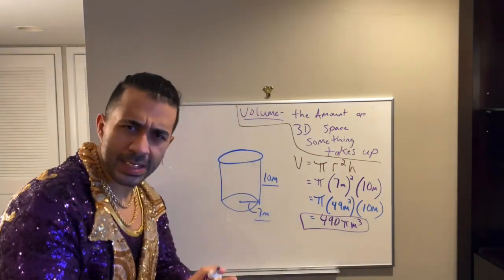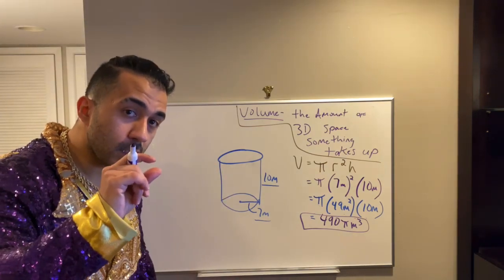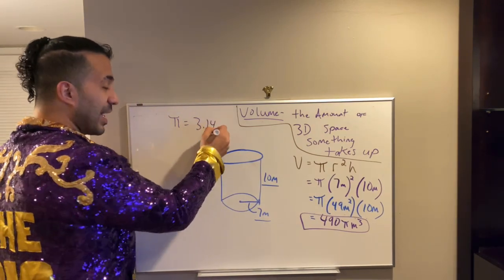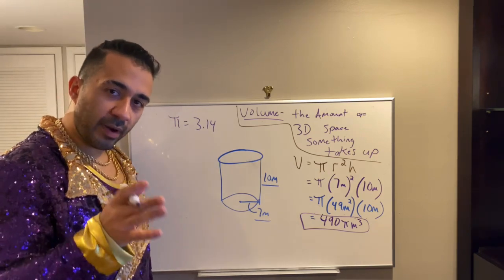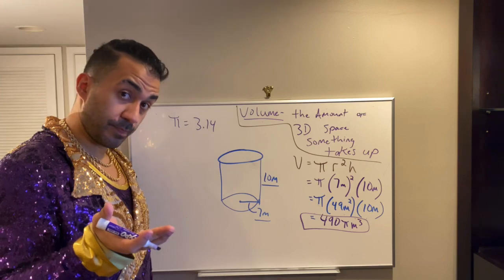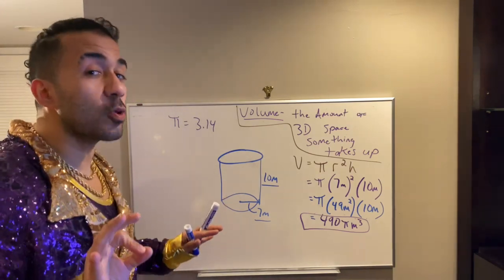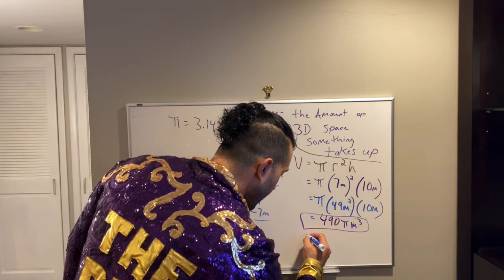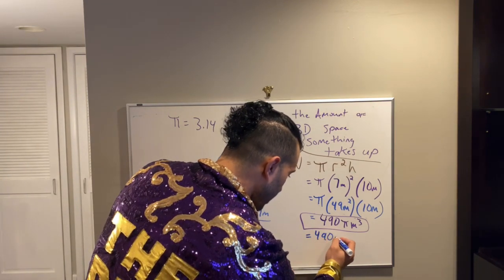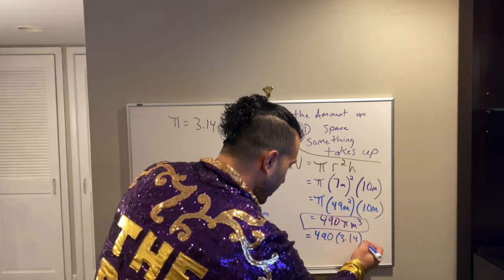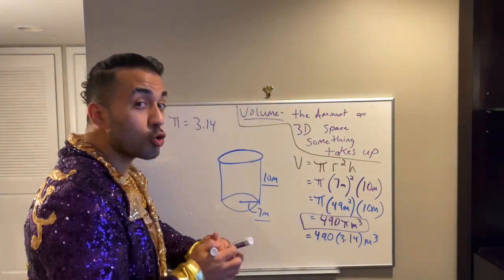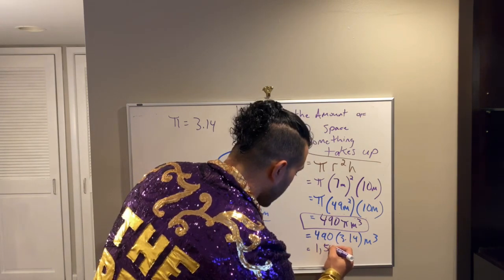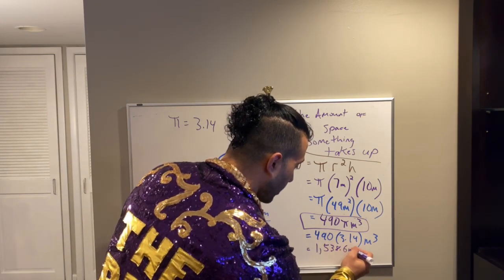That's nice. But surprise, there's a little bit more. Let's say the question says to use pi as 3.14. Now remember, pi is not 3.14. It's an estimation. So just to be on the super safe side, we are going to multiply the 490 times the 3.14 meters to the third power, and we get a super final answer of about 1,538.6 meters to the third power.